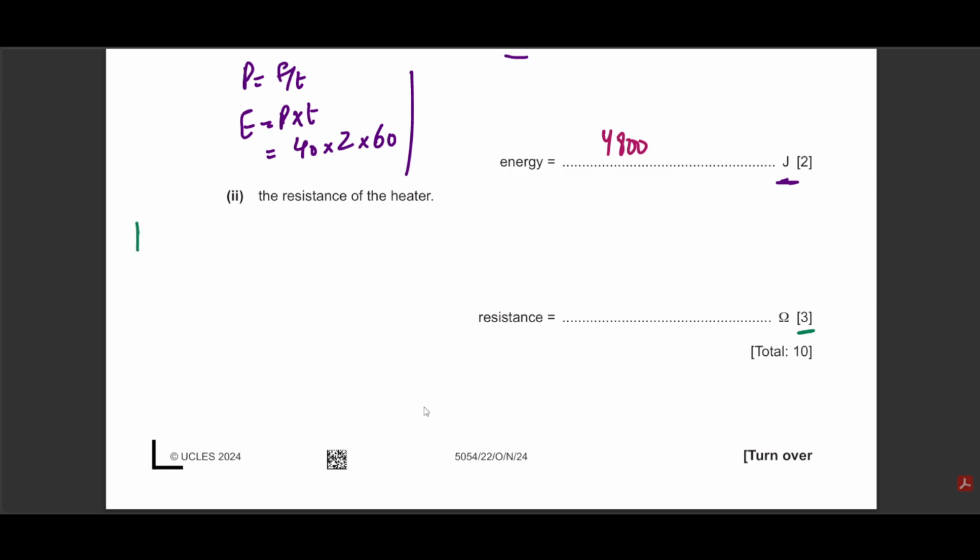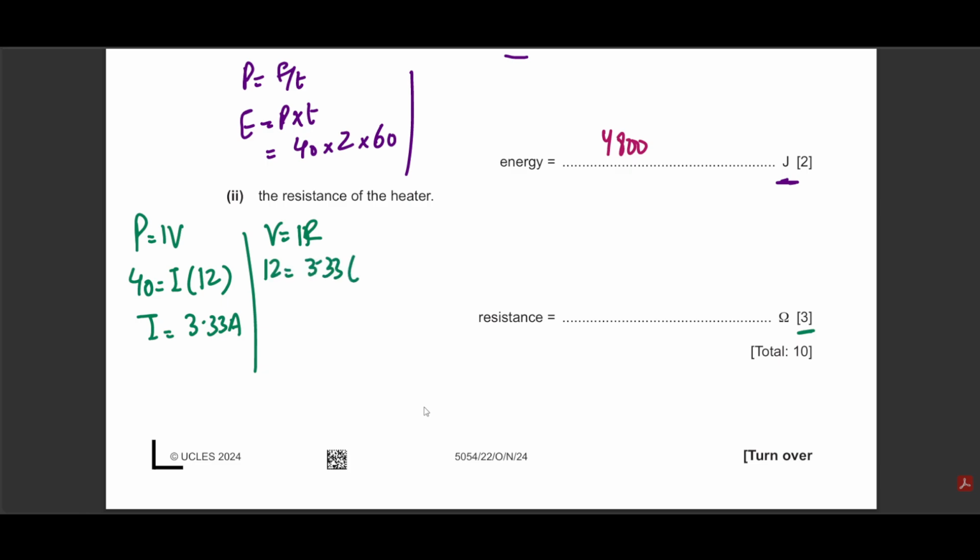You could have used P equals IV, but you don't have current. So what would you do for current? You would use Ohm's law, which is V equals IR. The voltage of the heater is 12 volts, and the current we don't know. The resistance is what we wanted to find out. So first you use P equals IV. We have 40 watts of power, current is not available to us, and it is operating at 12 volts. So the current comes out as 3.33 amps. Then you use V equals IR: 12 volts equals 3.33 times R. R comes out as 3.6 ohms.